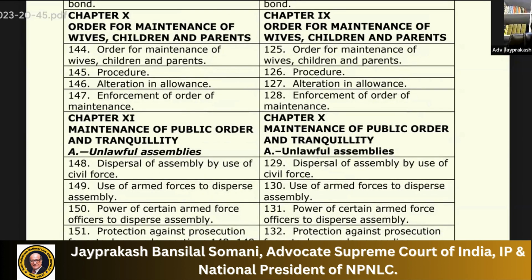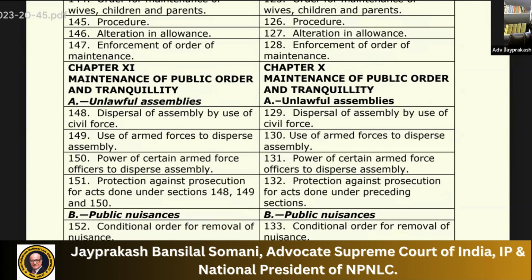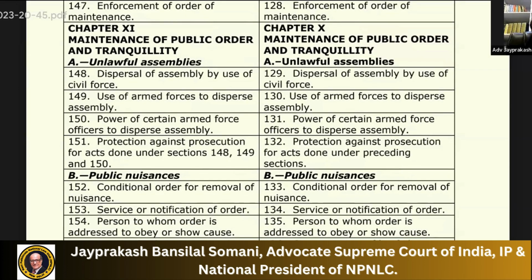Chapter 11, maintenance of public order and tranquility. Its earlier chapter was 10 in CrPC, maintenance of public order and tranquility, that is unlawful assemblies. BNSS section 148, dispersal of assembly by use of civil force. Its earlier section was in CrPC 129. BNSS section 149, use of armed forces to disperse assembly. Its earlier section was in CrPC 130. BNSS section 150, power of certain armed force officers to disperse assembly. Its earlier section was in CrPC 131.